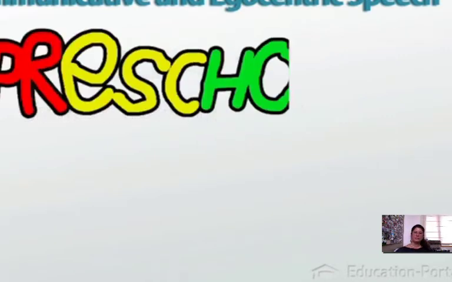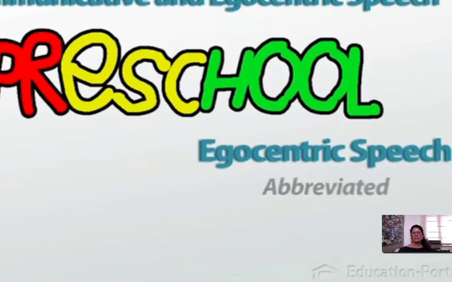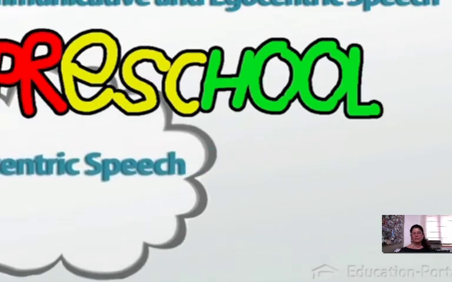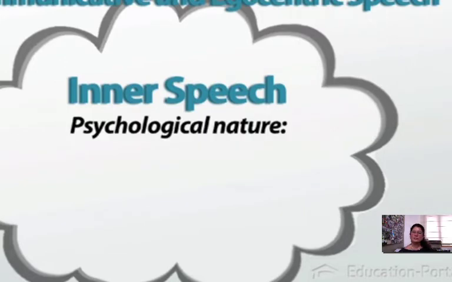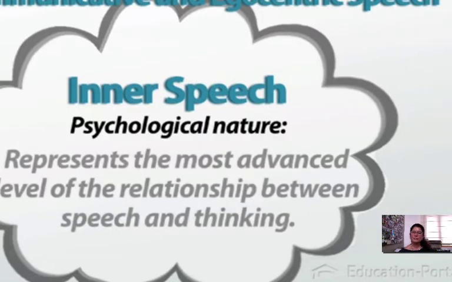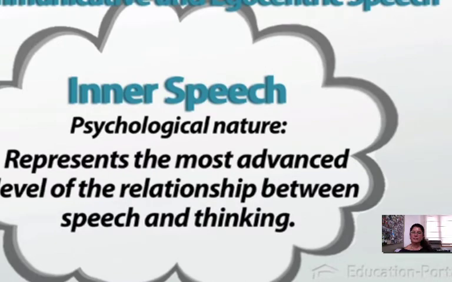During the preschool period, egocentric speech becomes increasingly abbreviated. Vocalization eventually ends, and egocentric speech moves inward as inner speech. This is defined as the process of talking to oneself mentally rather than out loud. It is a silent form of verbal thinking. However, it does not become fully functional until after age 12. The psychological nature of inner speech is important because it represents the most advanced level of the relationship between speech and thinking.